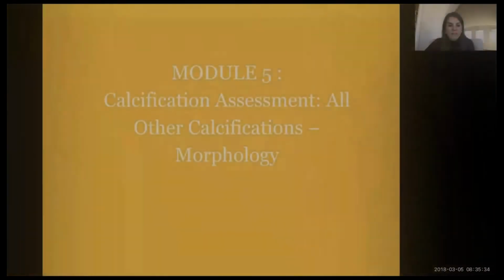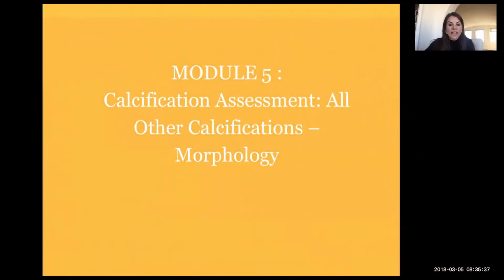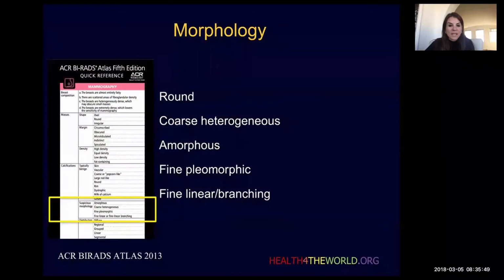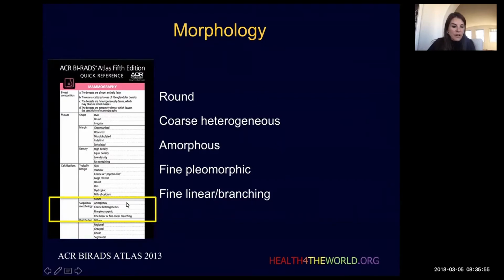On to our next module, which is going to be looking at morphologies of suspicious calcifications, and again, how we can use that information with the distribution to appropriately recognize calcifications that need biopsy. So here from our BI-RADS manual, you see this area that reviews the suspicious morphologies.